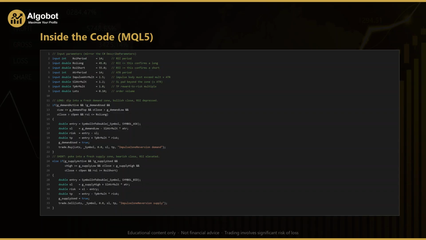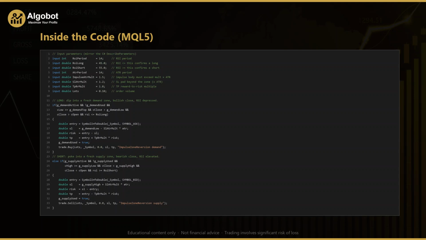Let's read the actual MetaEditor code on screen. At the top are the inputs you can tune. RSI period, defaulting to 14, sets the RSI lookback. RsiLong at 45 and RsiShort at 55 are the momentum thresholds. ATR period is the volatility lookback. ImpulseAtrMult, a multiple of 1.5, defines how large an impulse body must be. RsiLong multiple of 1.2 pads the stop, and TpRrMult multiple of 1.8 sets the reward to risk on the target. Lots is the order volume. Now the long block. Notice the chain of conditions joined by logical ANDs.